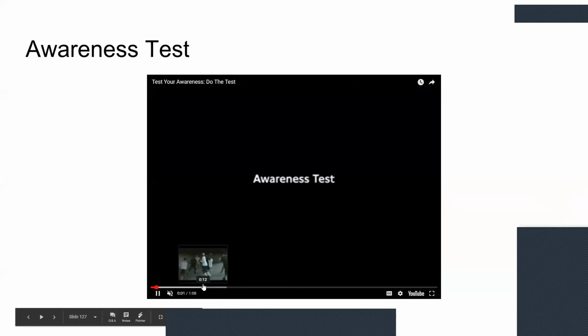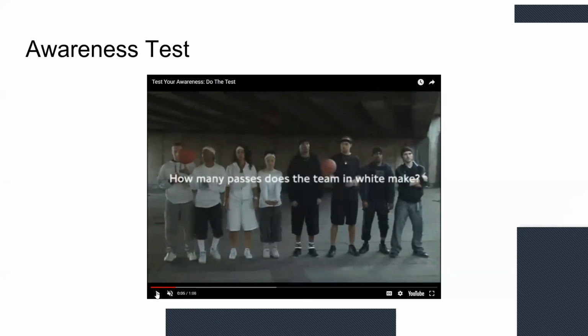And the last thing I have here is something called an awareness test. Basically, it goes into this idea of selective attention. And so I'm going to start this now. I have the sound off, but you can access the YouTube video if you're interested. The idea is that you're supposed to count how many passes a team in white makes. Okay, so I'll let this play for a second.